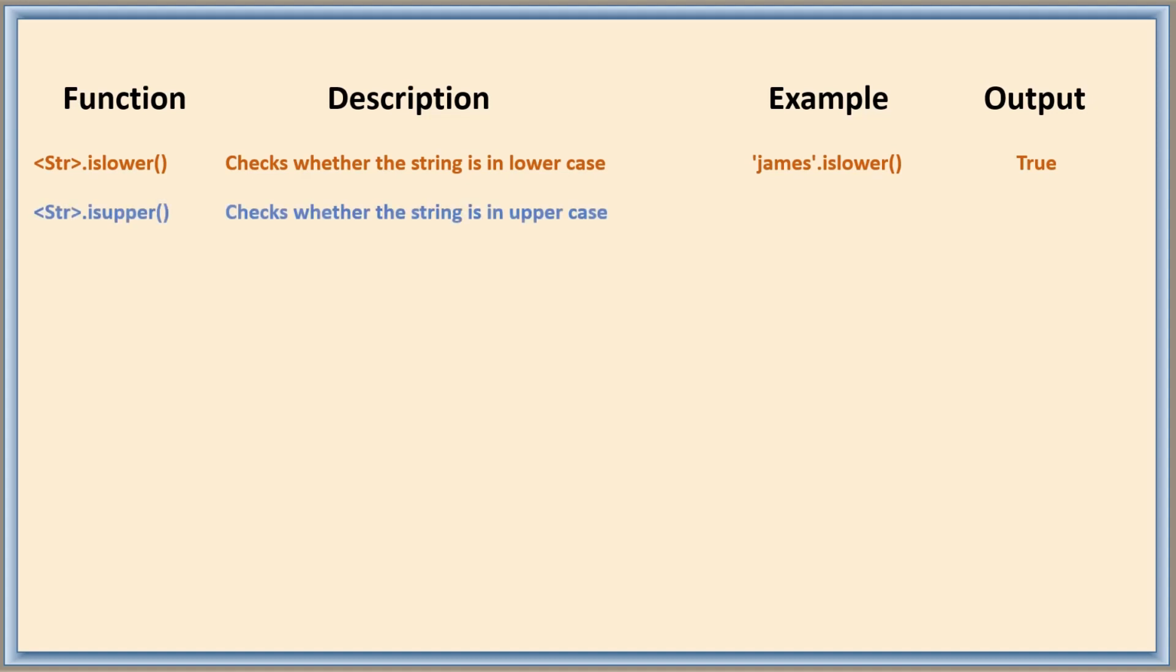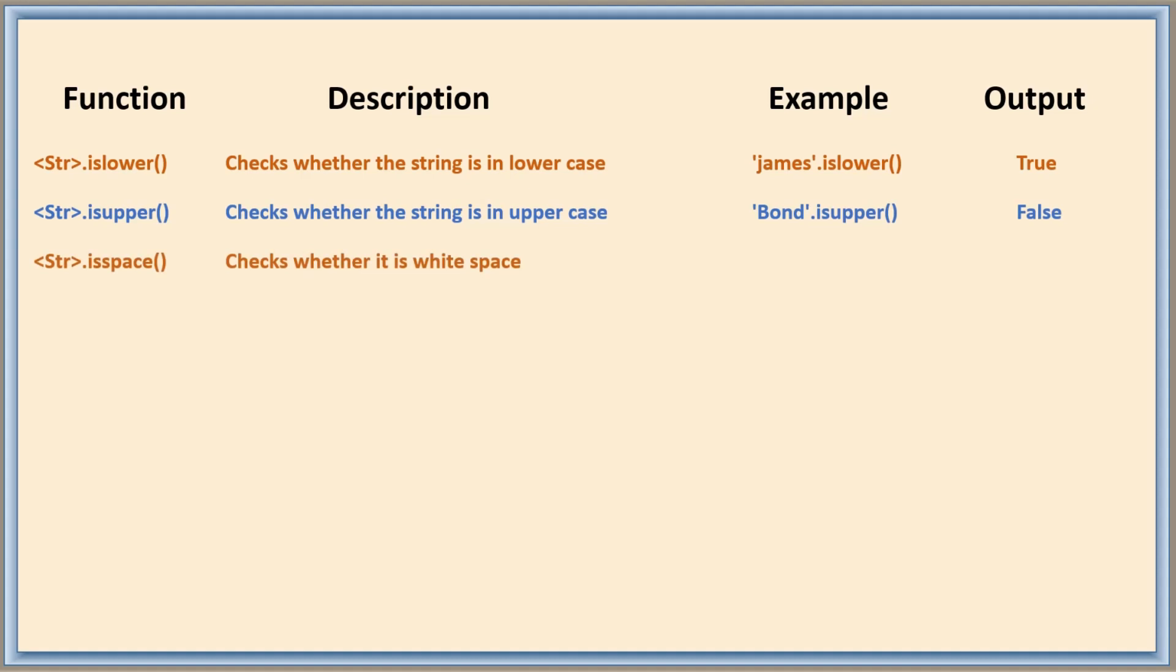Similarly, we can also have isupper. It will check whether all the characters in the string are in uppercase or not. Bond isupper. See there, one is capital, all others are small, so it returns false. Only in the case where all the characters are in uppercase will it return true.